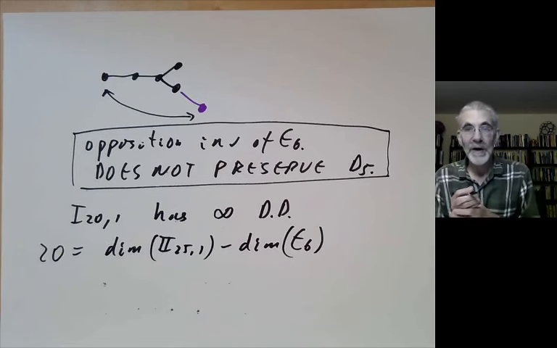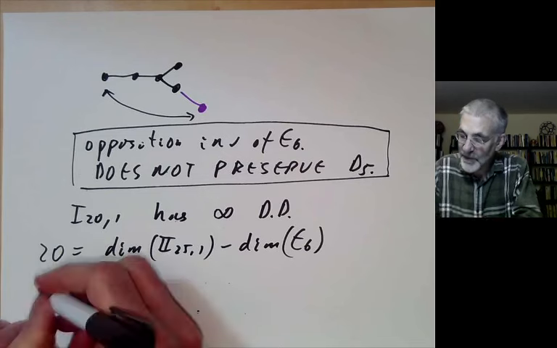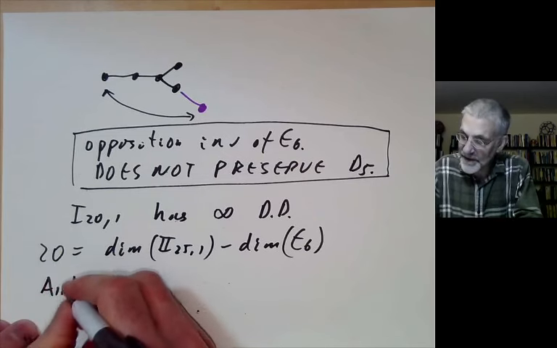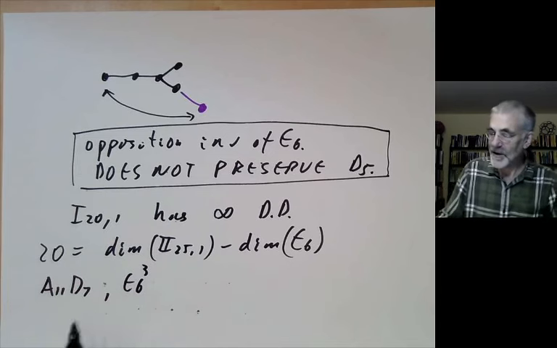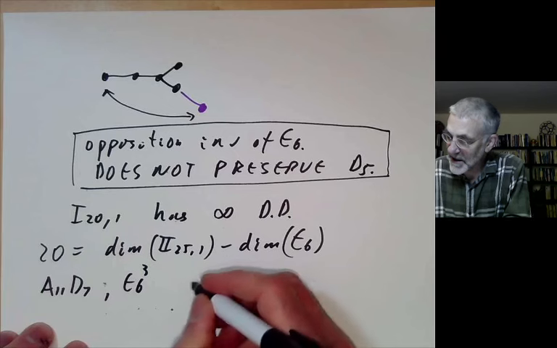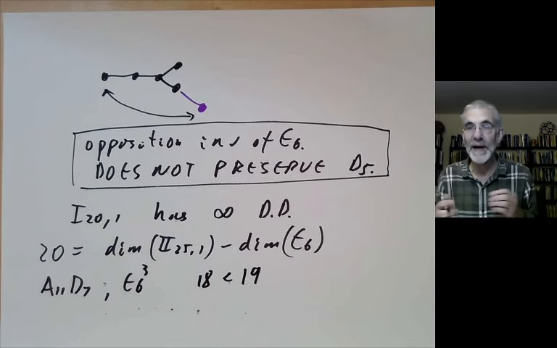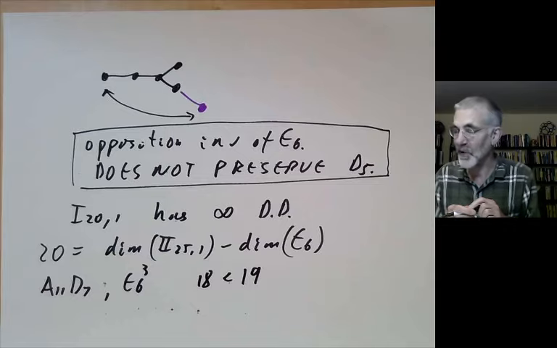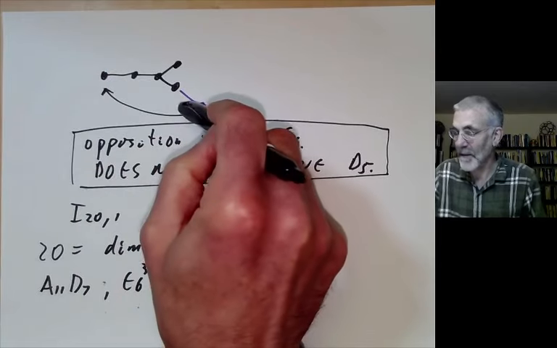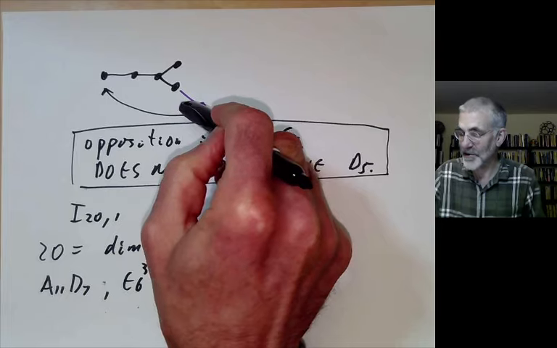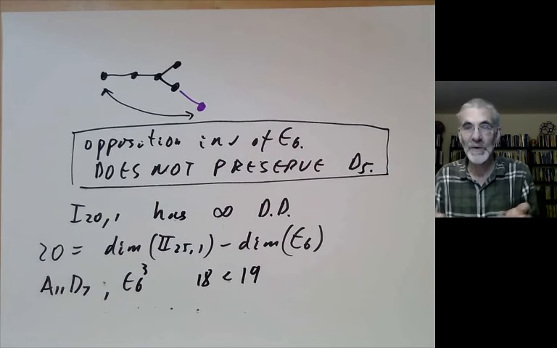Now, Vinberg had a different reason for why the Dynkin diagram becomes infinite. So Vinberg pointed out there were two lattices, A11D7E6 and E6 cubed, as I mentioned in the previous video, such that the rank of the root system is only 18, whereas the lattice has dimension 19. So we seem to have two completely different explanations for why things break down. One says that E6 has this funny extra opposition involution, whereas Vinberg's explanation says you get these two extra lattices in dimension 19 with not enough roots.